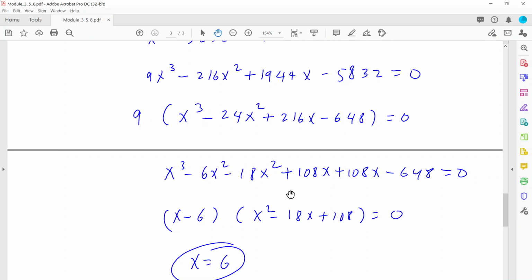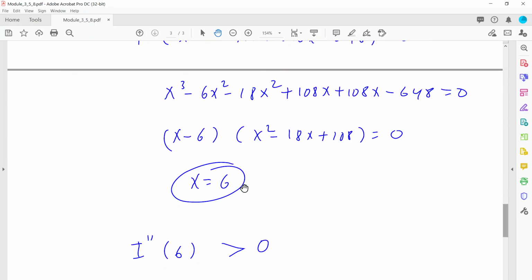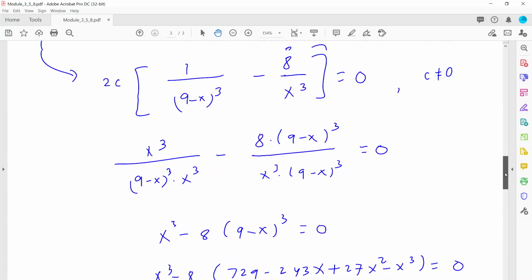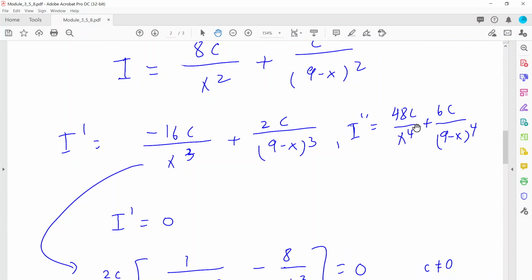If you try to solve this one using the quadratic formula, you are going to get imaginary solutions. So the only real solution you are going to get is x equal to 6. So x equal to 6 is your critical point, and if you plug x equal to 6 back into this second derivative, this should be positive. Keep in mind, this constant coefficient is always positive, because that's the coefficient of intensity of illumination. So because of that, this part would always be positive.